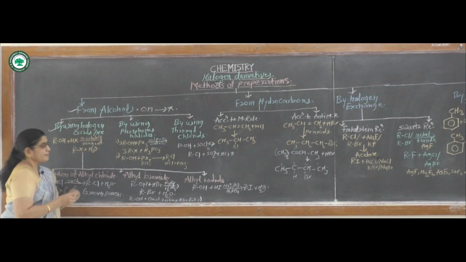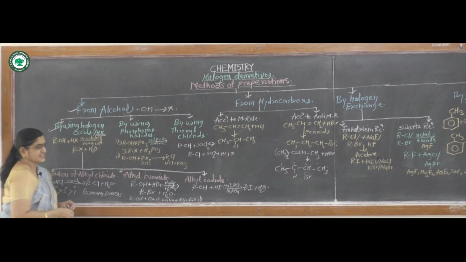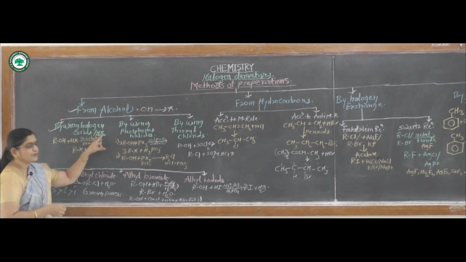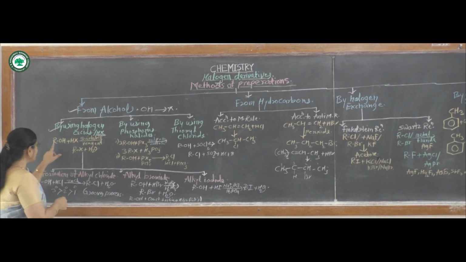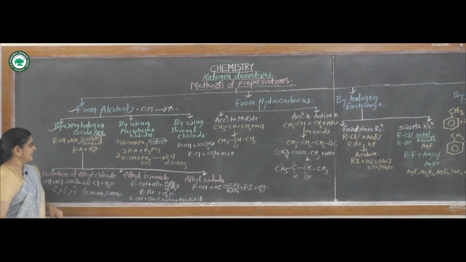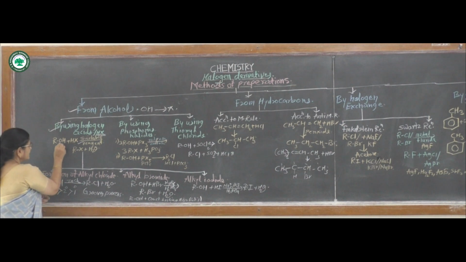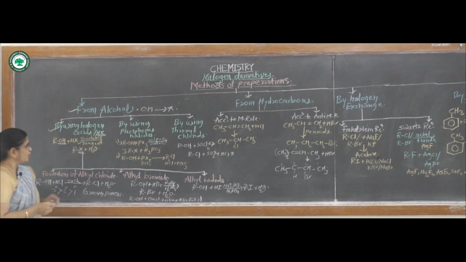First of all, by using halogen acids. Halogen acids have the symbol HX. They are also called hydrogen halides. The general reaction here is ROH, for alcohol, plus HX, that means halogen acid or hydrogen halide, in a suitable reagent, gives RX plus H2O. See here, the OH group gets replaced by X, that is, the hydroxy group gets replaced by a halogen atom.